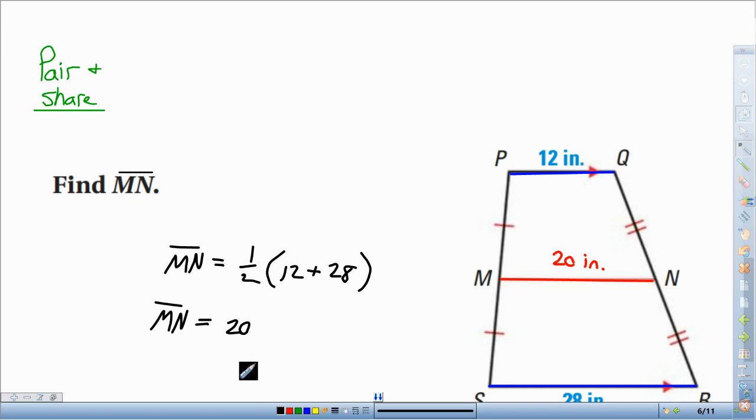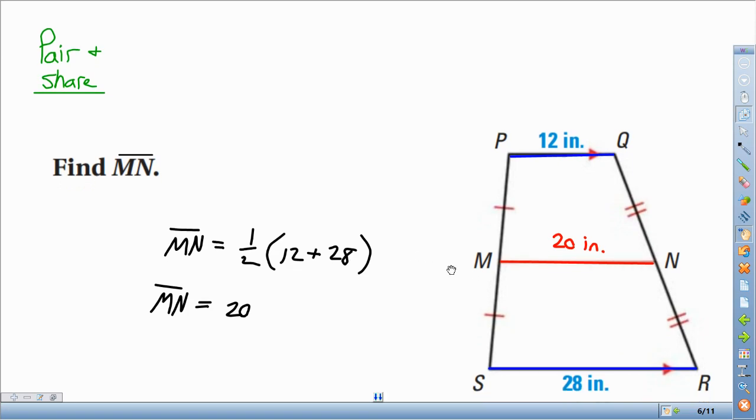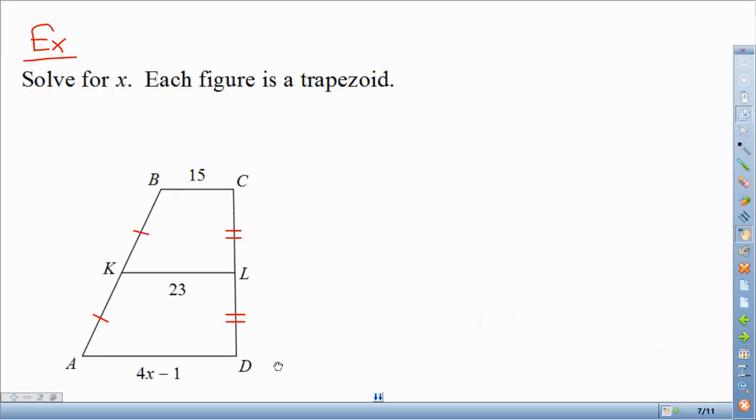What I want to point out is, some of these you might be able to do in your head if they give you easy values. They don't always give you easy values. And when that happens, we have to use our formula. So let's see an example that does that. Take a second, copy this new trapezoid, and we'll solve for x.